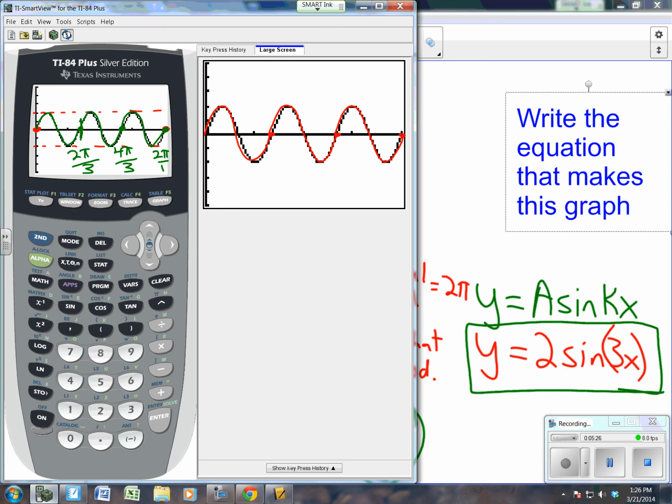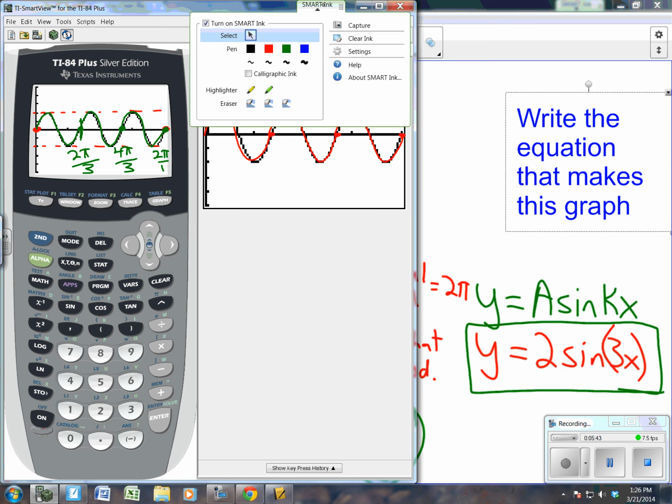And K is the number of cycles between 0 and 2 pi, 2 pi being the normal period for a sine or cosine function. Any questions on any of this before I start quizzing you a little bit? Okay, we're gonna do a little quizzing right here.